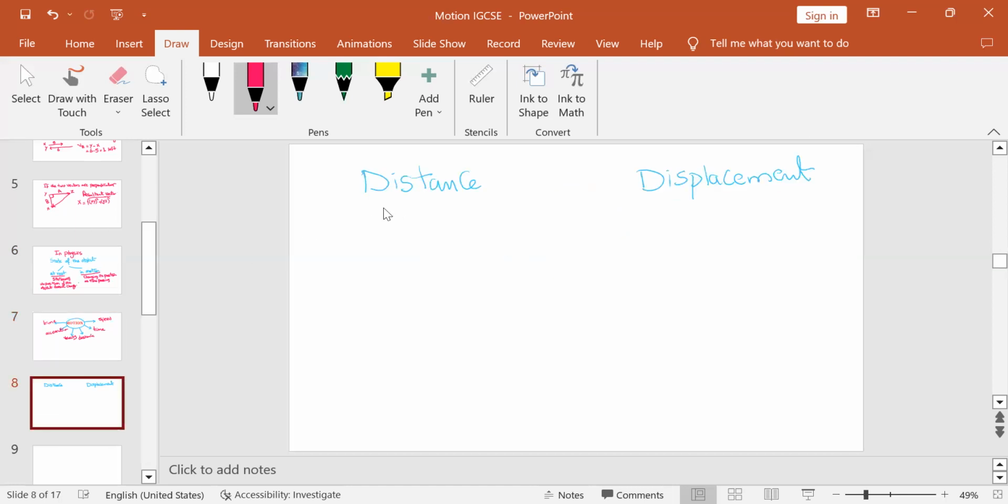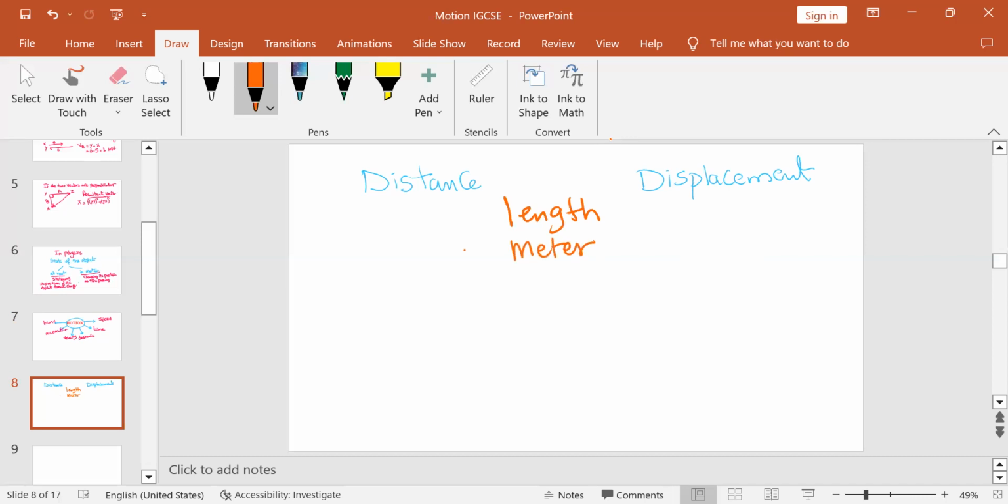Okay, so let's compare distance and displacement, or let's explain distance and displacement. What do you think the similarities are between distance and displacement? Both are length. Both are length, distance and displacement. And both are measured in what unit? Meters. Bravo.